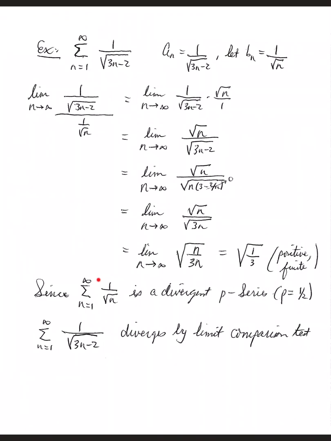I know that the b sub n that I created won't add up to a particular sum because it's a divergent p-series. That's n to the half. P is equal to half, which is less than 1. That means it's divergent. So if the one I create is divergent, then the one from the original problem will also be divergent. You have to make sure that that limit is positive and finite, and then you should know something about the one you create, and that'll tell you what you need to know about the one from the original problem.